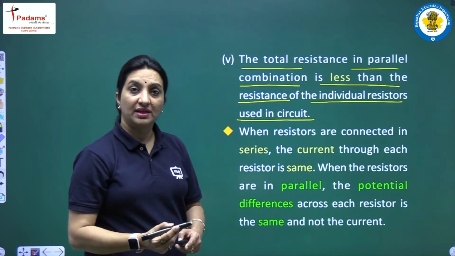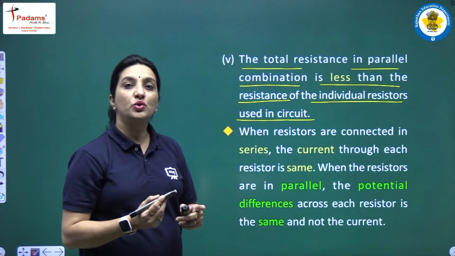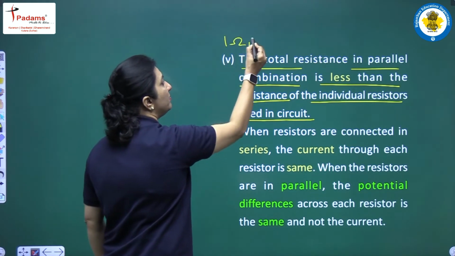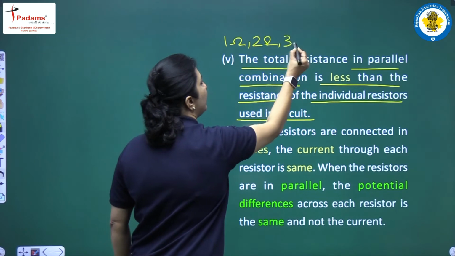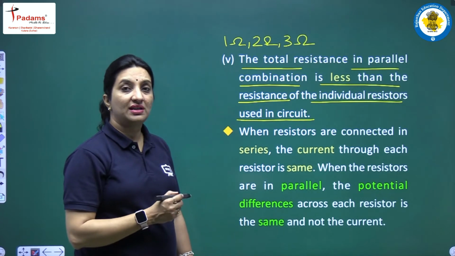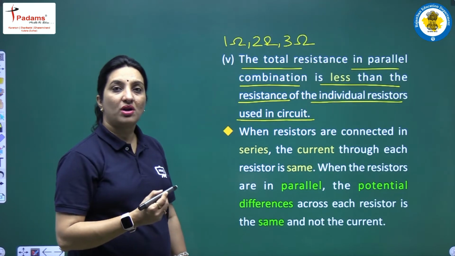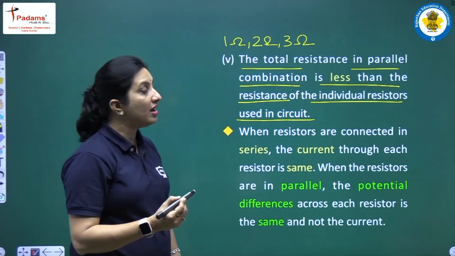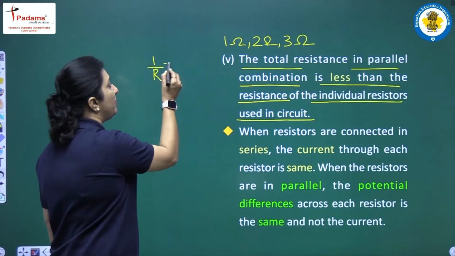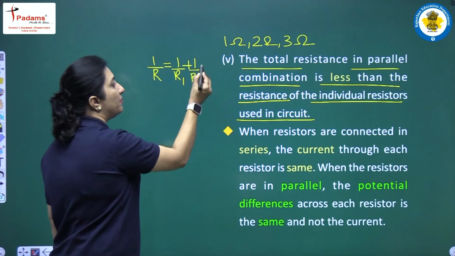Now what does this mean? Suppose students, we have three resistances, say equal to 1 ohm, 2 ohm and 3 ohm. Suppose we have three resistors 1 ohm, 2 ohm and 3 ohms connected in parallel. Then the equivalent resistance of these three resistors will be given by the formula 1 upon R is equal to 1 upon R1 plus 1 upon R2 plus 1 upon R3. So we will write it over here that 1 upon R will be equal to 1 upon R1 plus 1 upon R2 plus 1 upon R3.